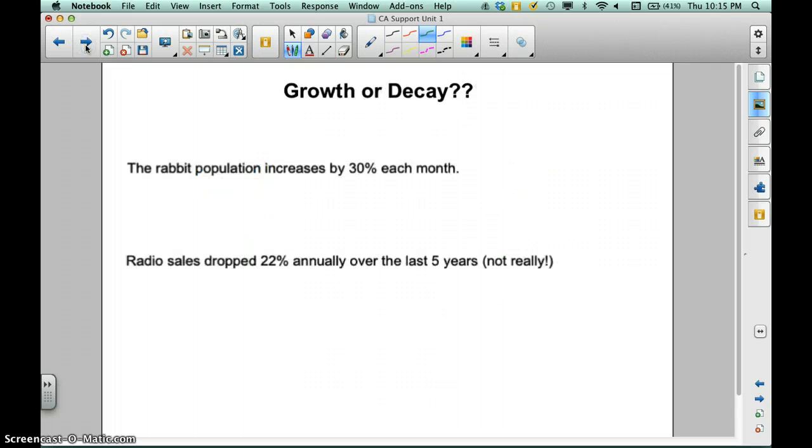The next ones are word problems. We have increasing by 30% each month, growth or decay. The word increase is growth. Sales dropped 22% annually. Is that growth or decay if it drops? Decay. So look, word problems, easy to decide. Increase, growth. Dropping or decreasing, decay.